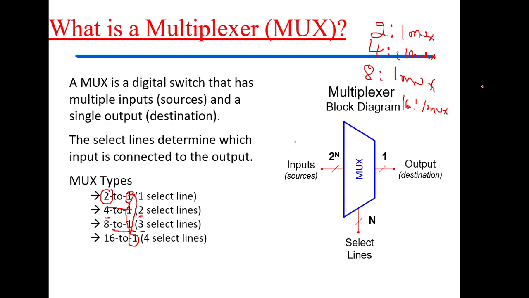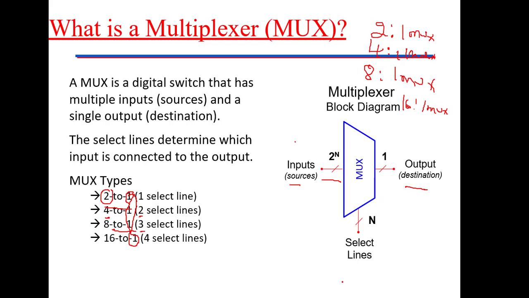Okay, 32 is to 1, and so on, are possible. These are different types of multiplexers possible. So what is the multiplexer diagram? We have inputs. The input side is bigger because there are more inputs here and only one output. Input we usually call the source, and output we usually call the destination.